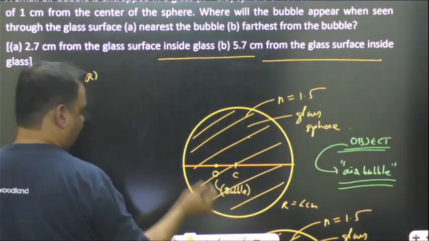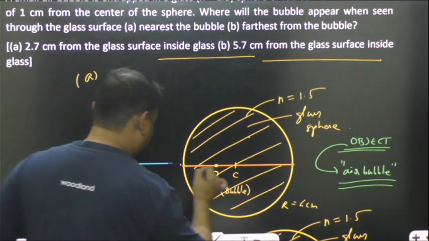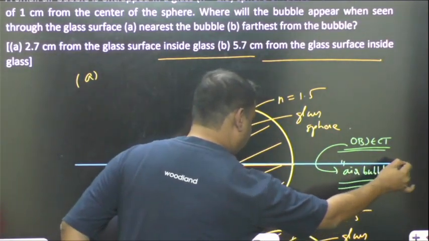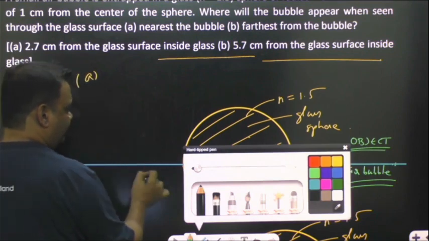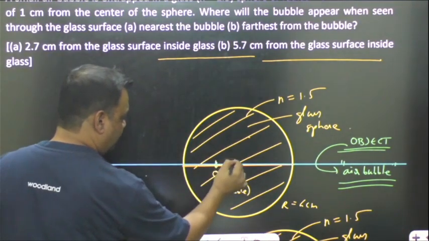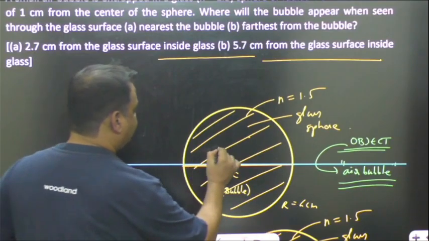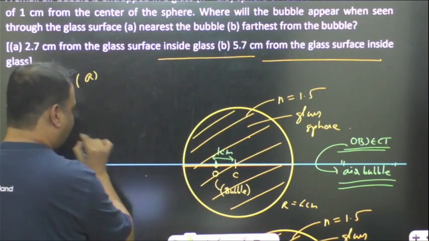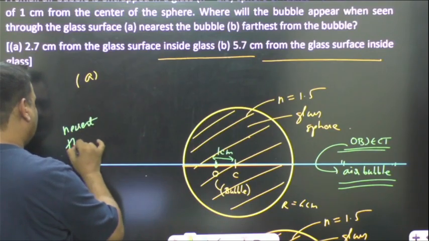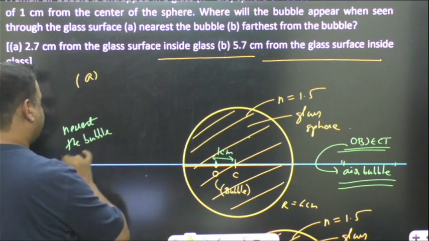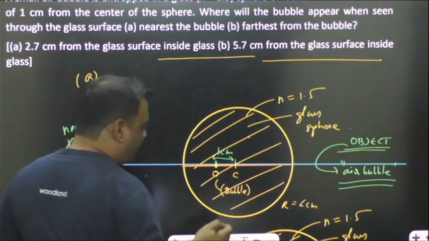Case A, I am making the principal axis. So this is the principal axis, okay, and where you are located. So this is the side. See, bubble is here. And this is the distance, how much? A bubble at a distance of 1 centimeter from the center. So when you are on this side, you are nearest the bubble, okay?